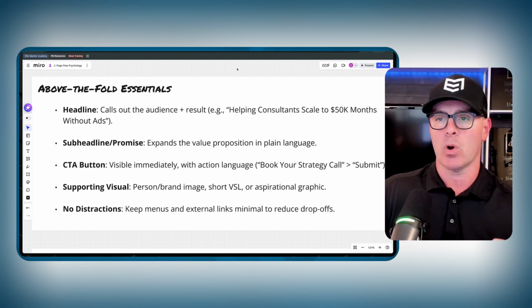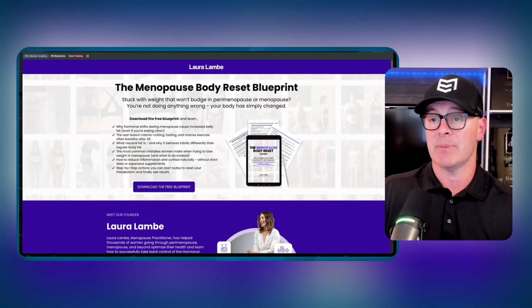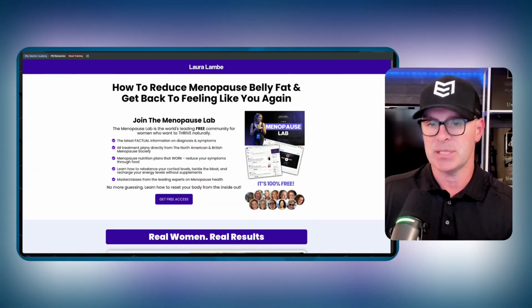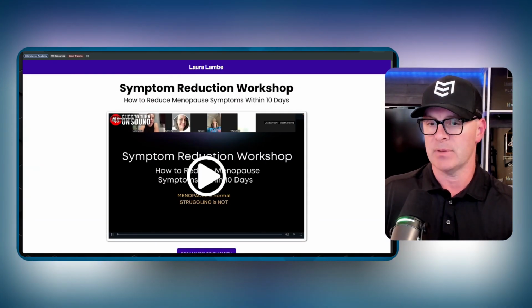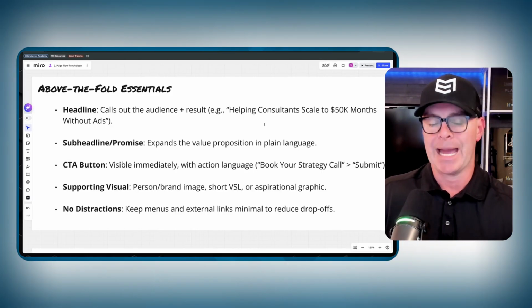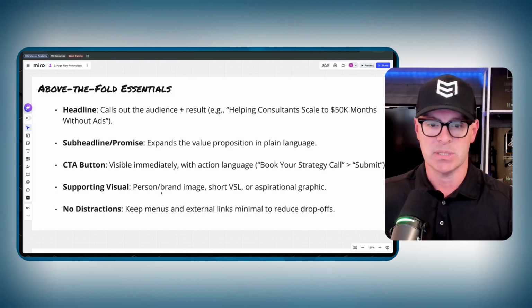And it's got to be more than just submit or enroll. You want to have specific language. So I've got download the free blueprint, right? I've got get free access because that's the point of this one. I've got book your free consultation, right? All of these call to actions need to have specific language that gives people a reason to take that next step.